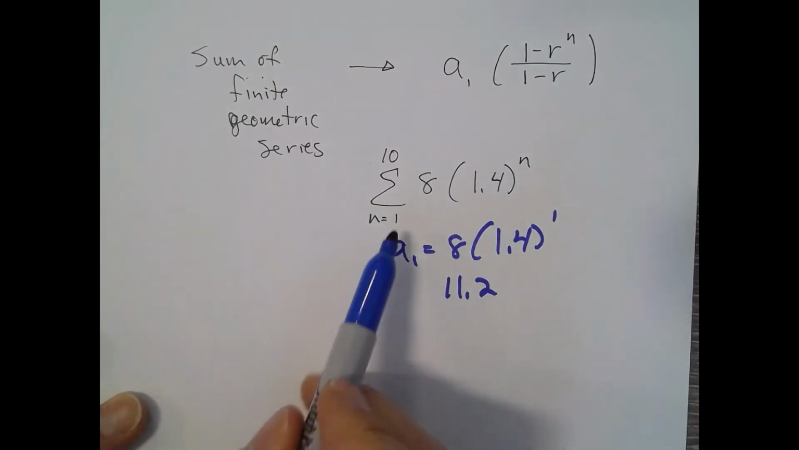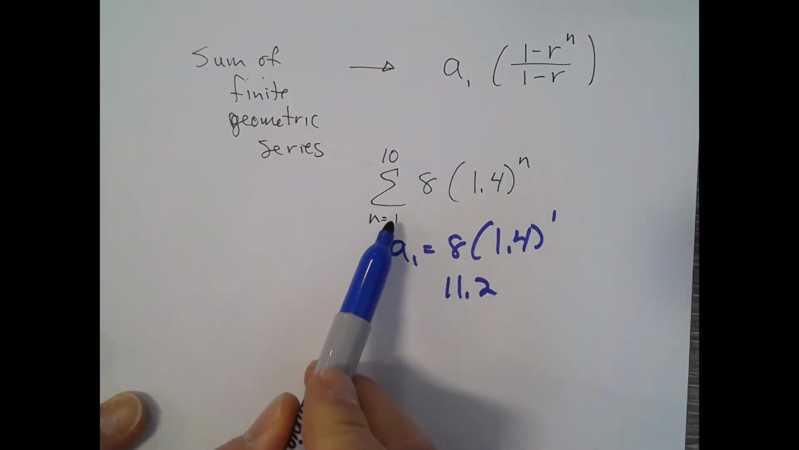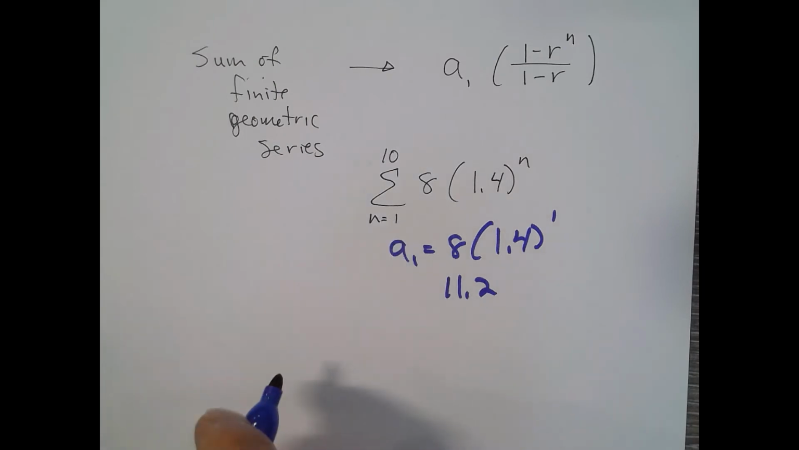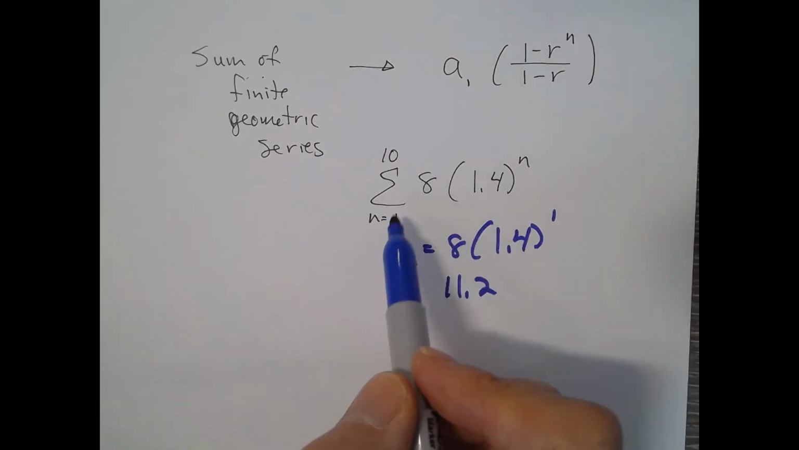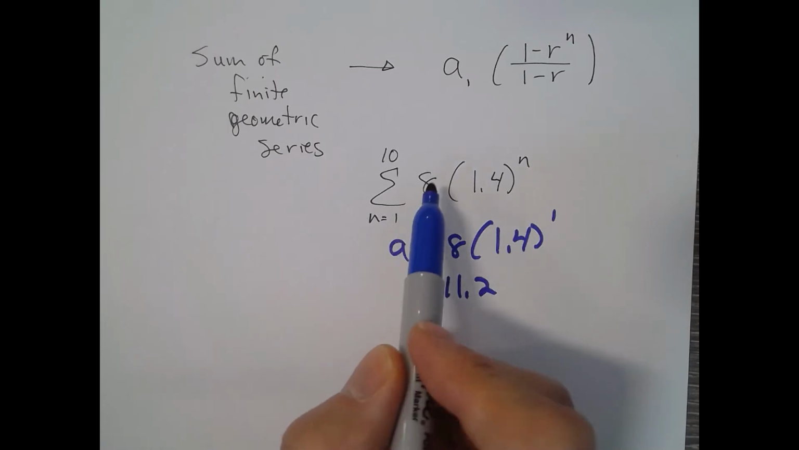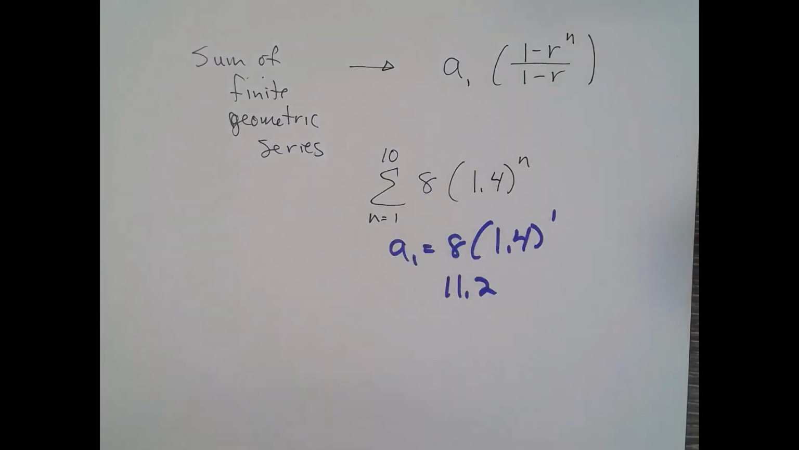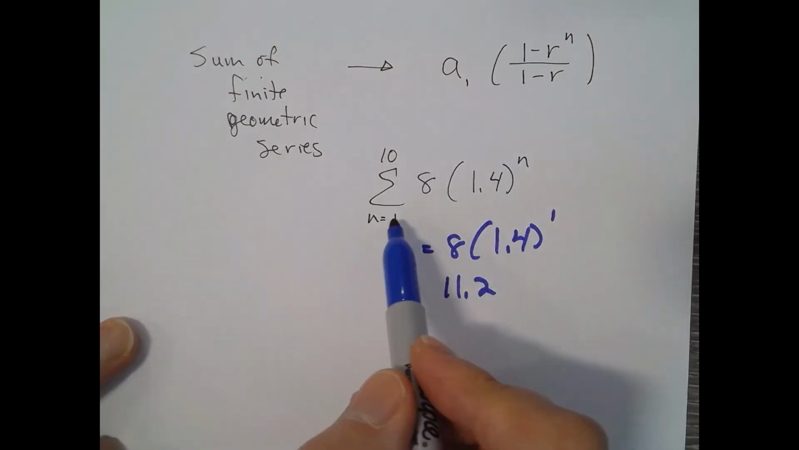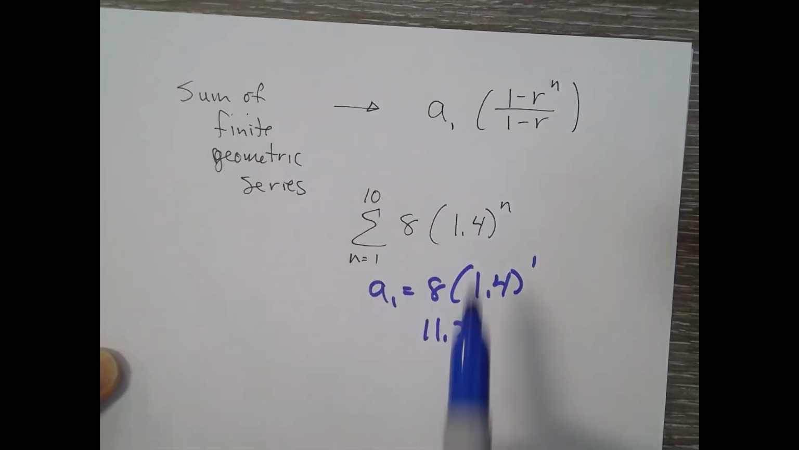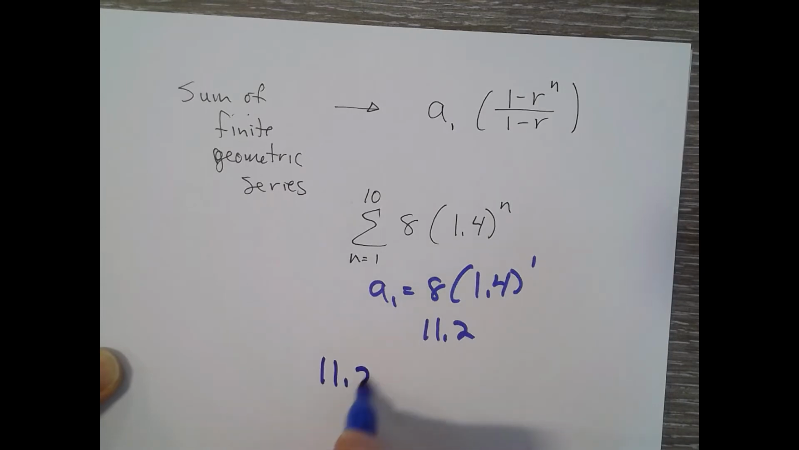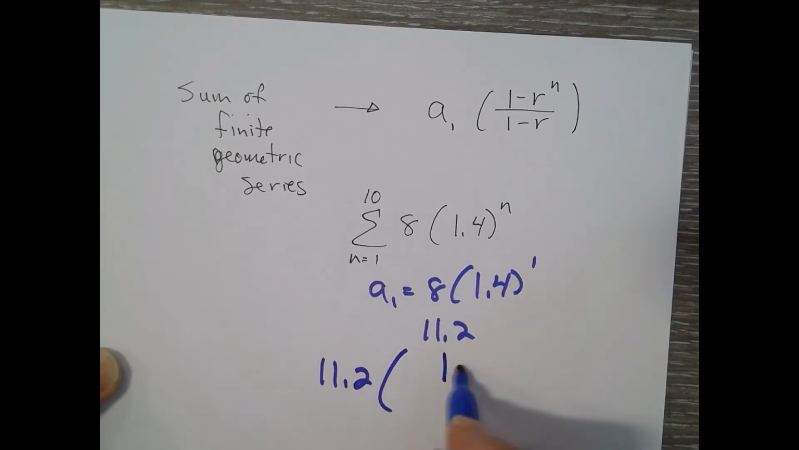If that started with 0, right here, what would my first term be? 8. It would be 8. So pay attention to what it starts with. Always just plug that number into your formula here, and that'll give you your first term, whatever that is, whether it's 0 or 1. Okay, so we have our first. That's 11.2 times 1 minus, what's my r?